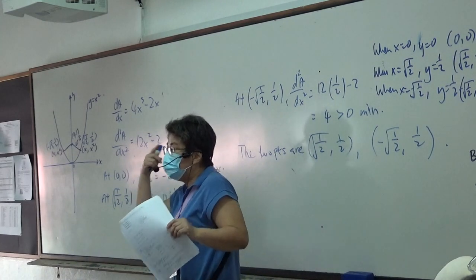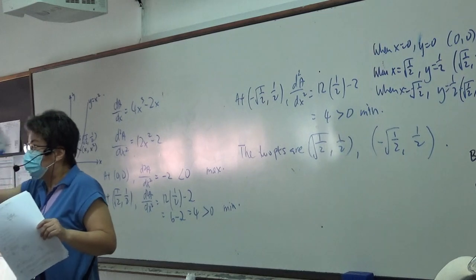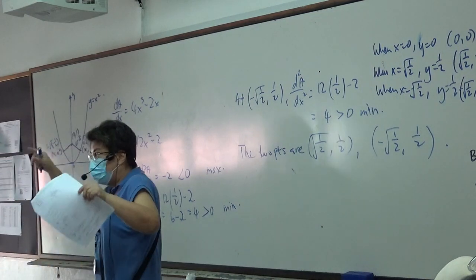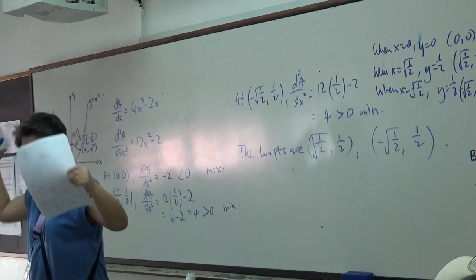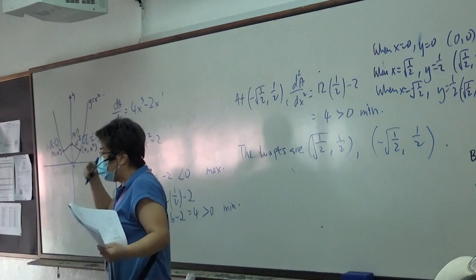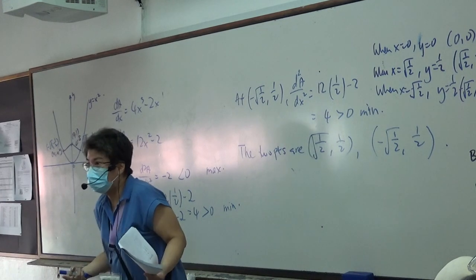Now, you must first of all agree with the fact that the square root of a small number, when I square it, is still small. The square root of a big number, when I square it, is still big. You must have that idea, if not, it cannot work. Everybody clear with what I'm talking about?